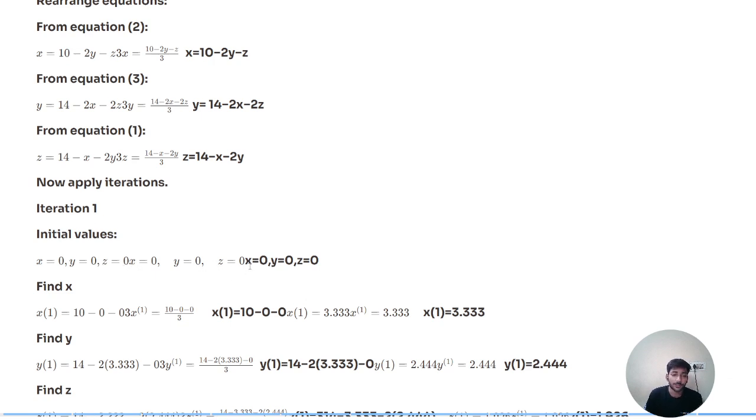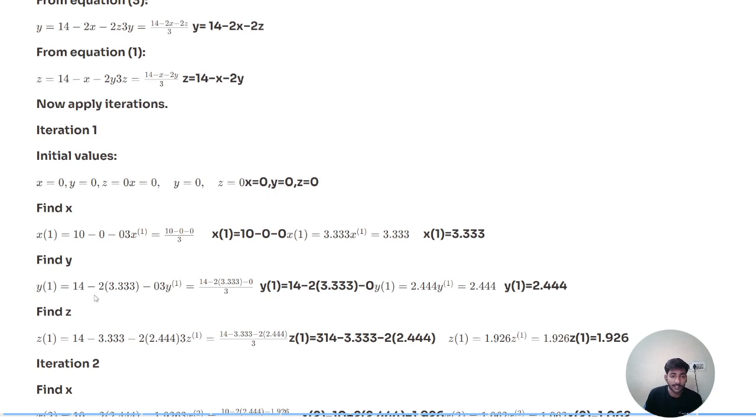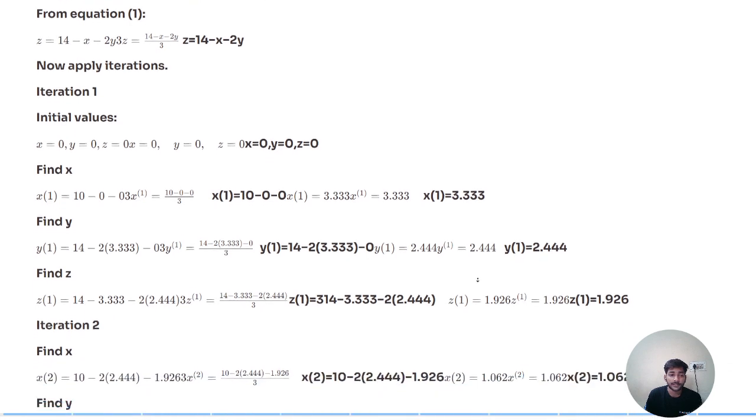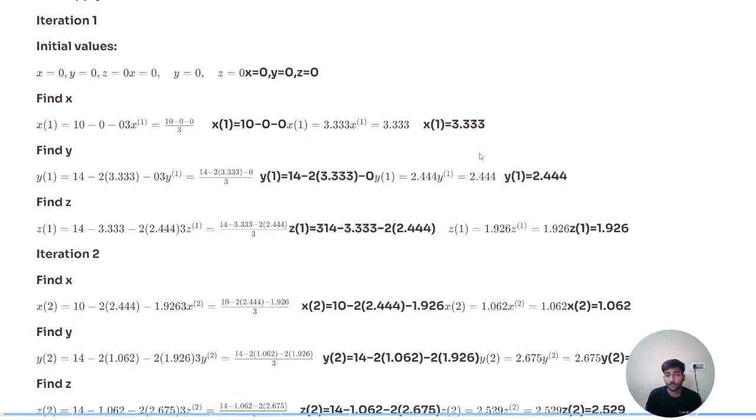And after putting these values, we get x1 is equal to 1.33. And by putting the value in y1, we will get the y1 value is equal to 2.44. And in z1, we will get the value of 1.926. And in the second iteration, we will put the updated values of x1, y1, and z1.